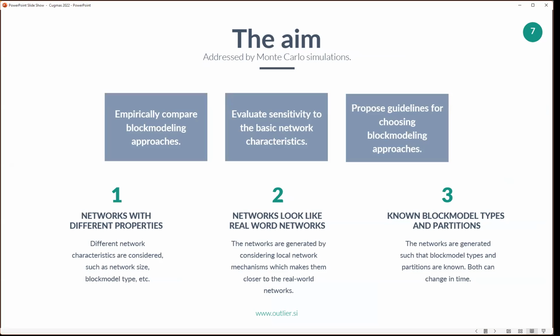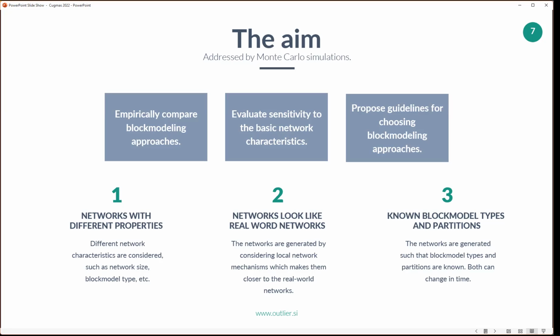So the aim of my presentation today, and our study, is to empirically compare block modeling approaches, to evaluate sensitivity to the basic network characteristics of these block modeling approaches, and also propose some guidelines for choosing block modeling approaches. And we address these aims by using Monte Carlo simulations, within which we generated networks with different properties, for example, size, block model type, and so on. And we generated networks so that they look like real world networks.